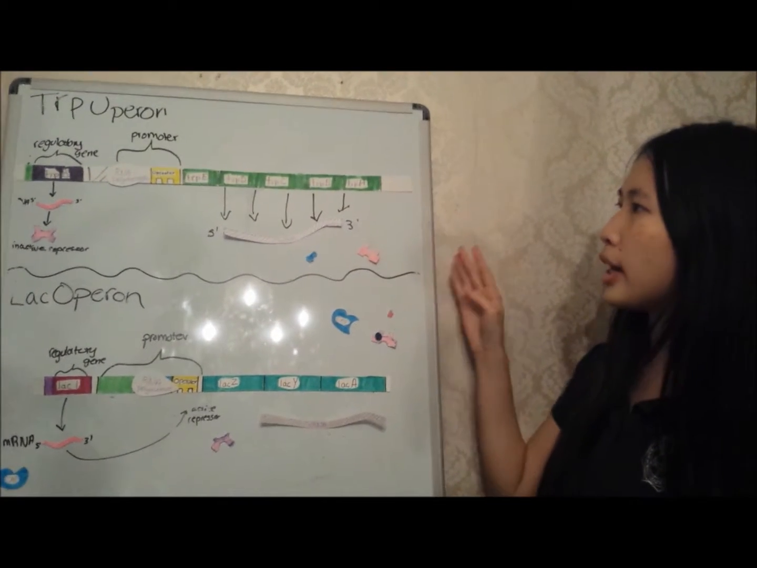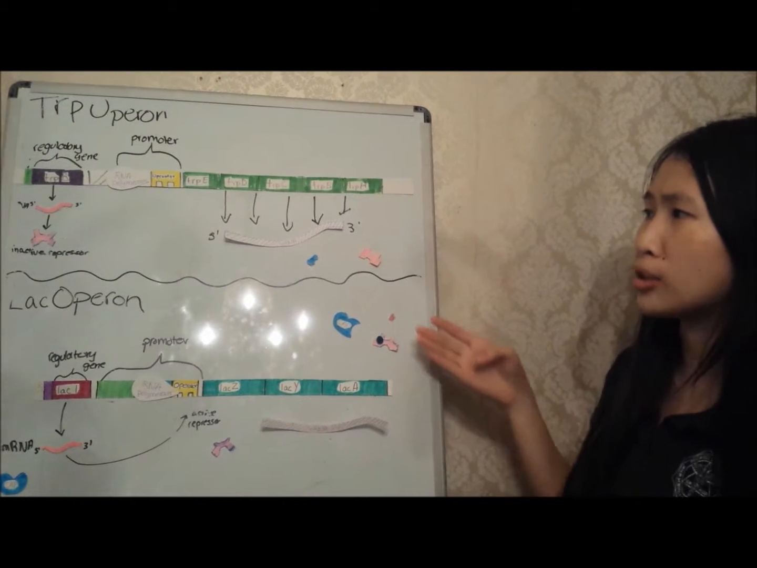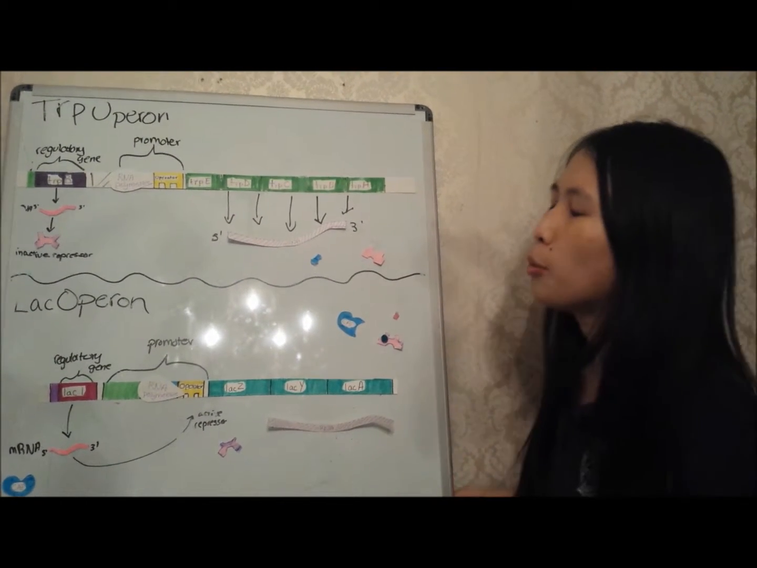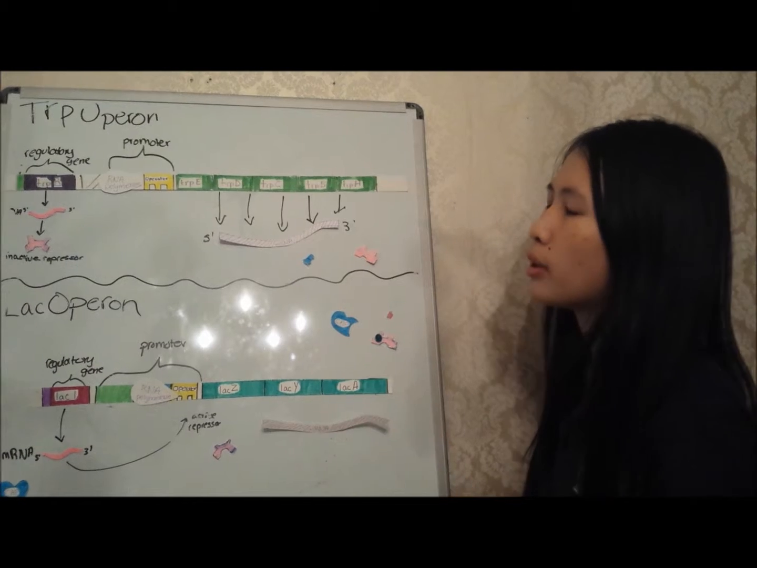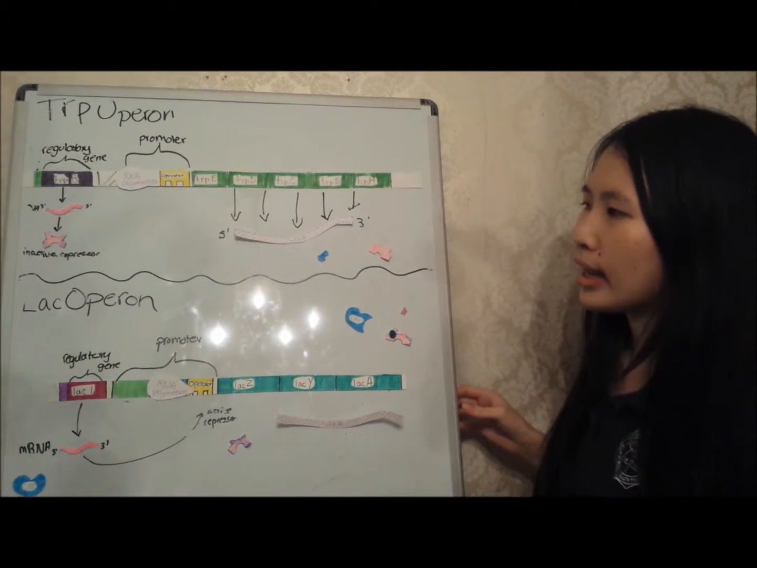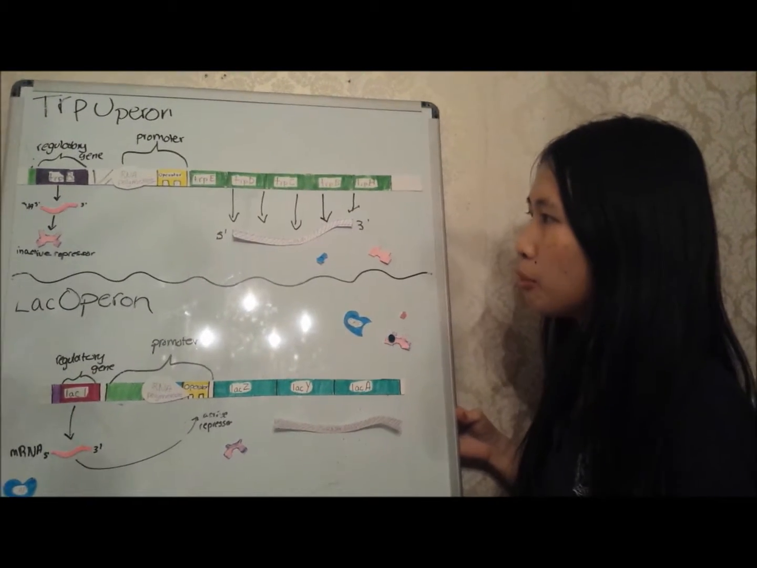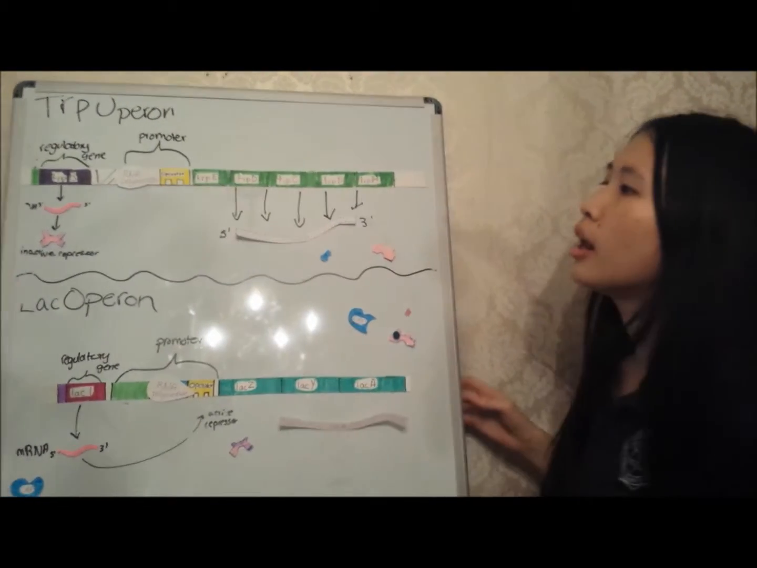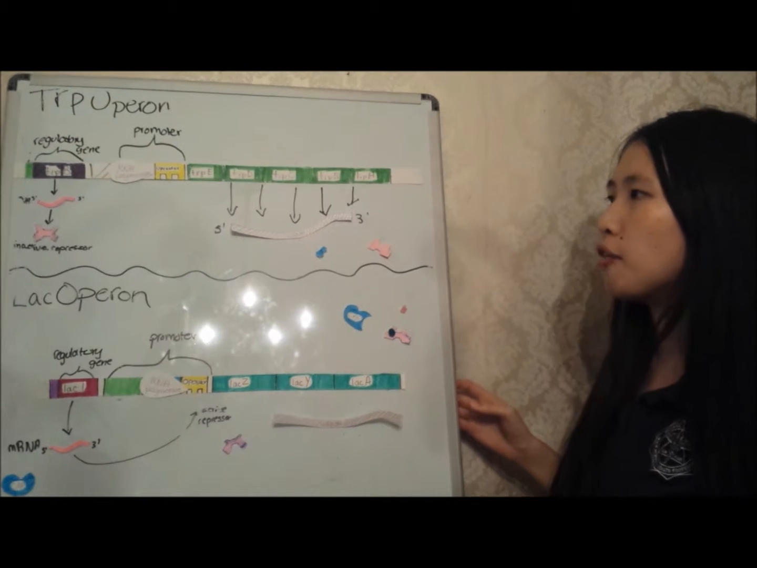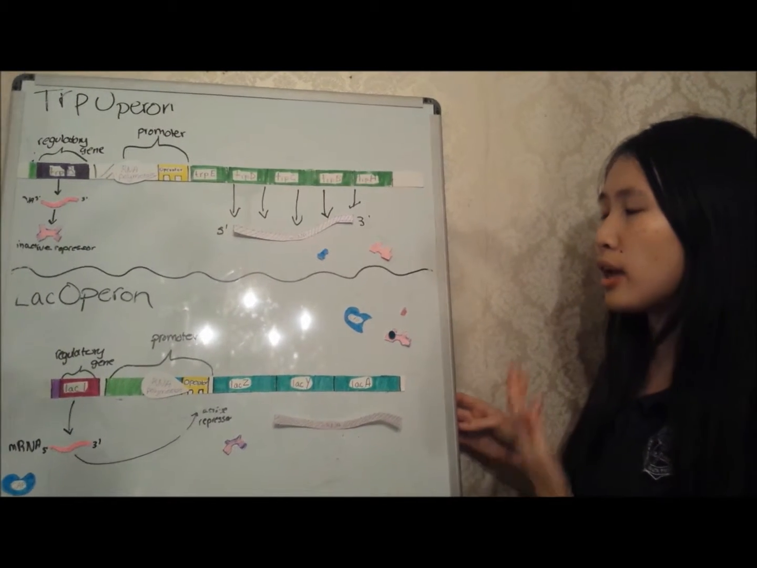The reason why the trp operon is always on is because the regulatory gene, which is a little bit upstream from the actual operon, codes for an inactive repressor. Now this inactive repressor is unable to bind to the operator, as you can see. And so there's nothing stopping the RNA polymerase from going on and transcribing the genes to make mRNA.